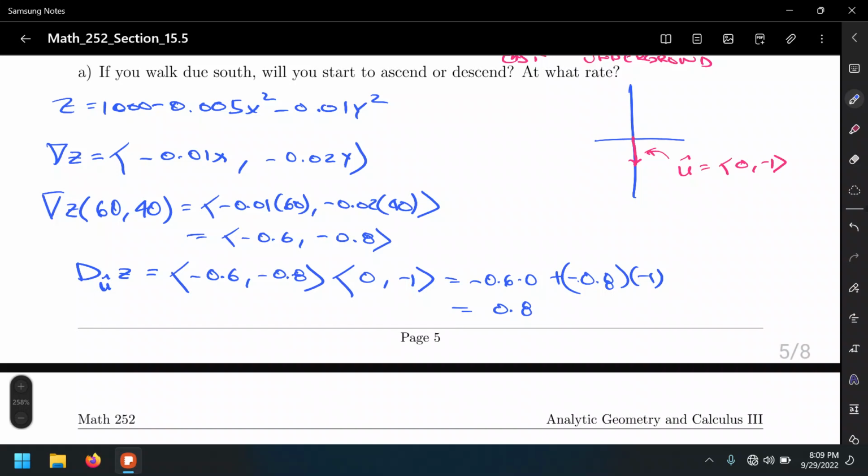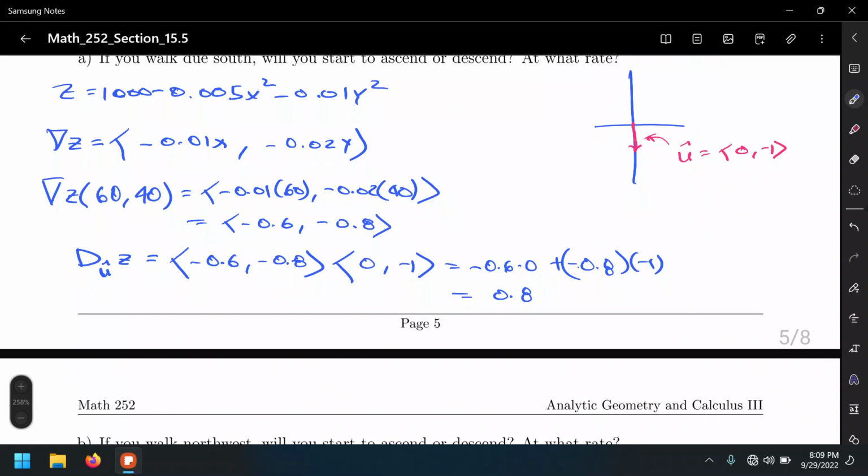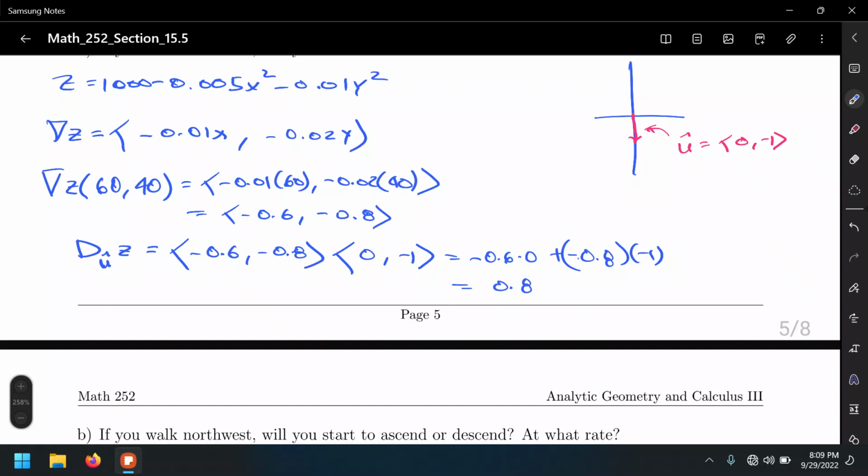All right, so what does that value represent? We're going uphill, right? So that confirms our prediction from the picture. If we were to describe the units, because this is an application, we would have to write them down, but in this case everything is in terms of meters. So we're going 0.8 meters per 1 meter, so really this will be unitless. So again, ascending.